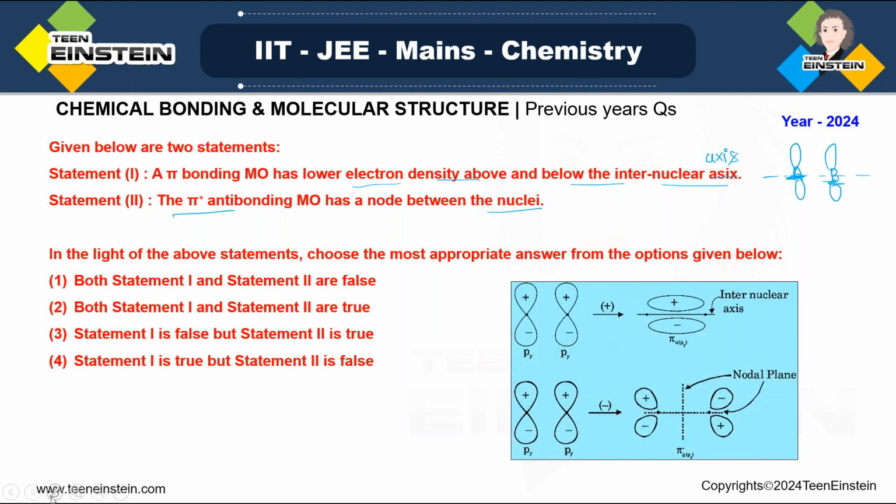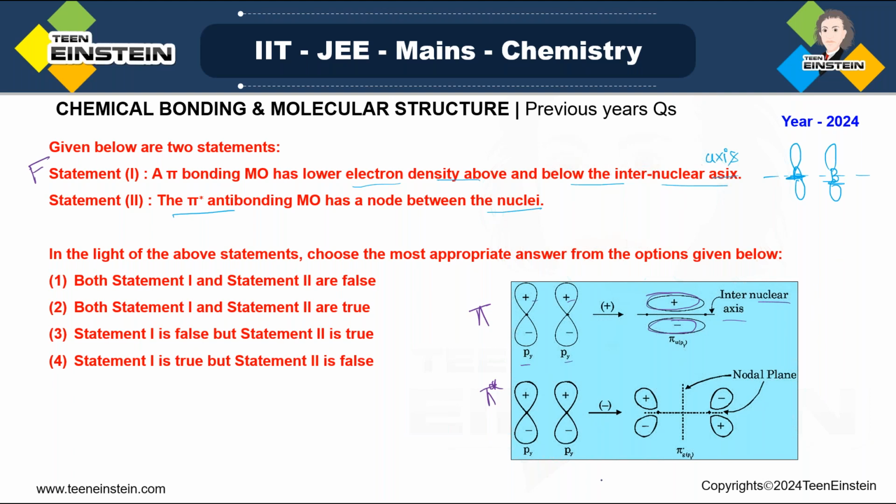So here you can see in this picture, the first one is basically for pi and the second one is for pi star. You can see same phase sign on the same side, plus plus, minus minus. And suppose this is py orbital. Just for example, you can also take px or pz, it doesn't matter. So there is same phase sidewise overlap, and electron density is very high above the internuclear axis and below the internuclear axis, right? So the first statement cannot be correct. So the first statement we can say is false based on the first picture.